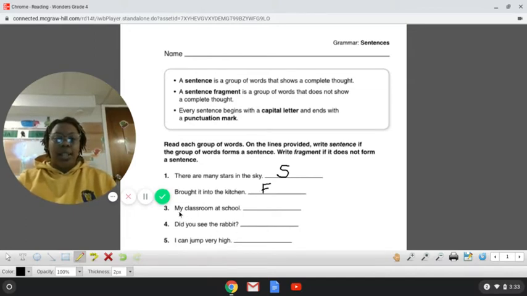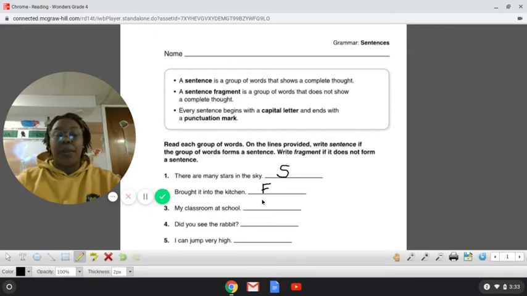All right. My classroom at school. What about your classroom at school? You didn't tell me everything you were thinking. You only told me part of it. So that is a fragment. You only told me a piece of what you were thinking.